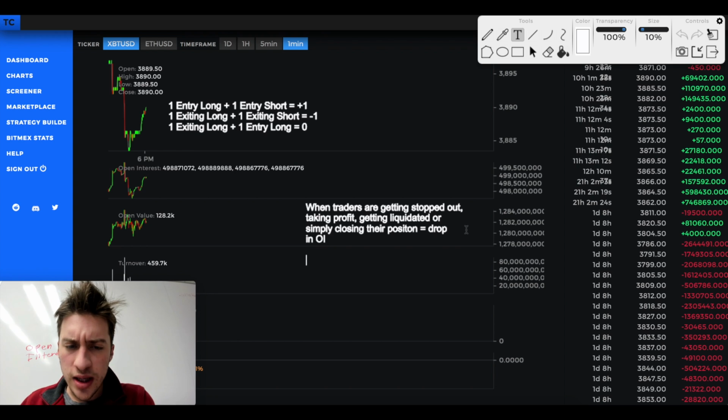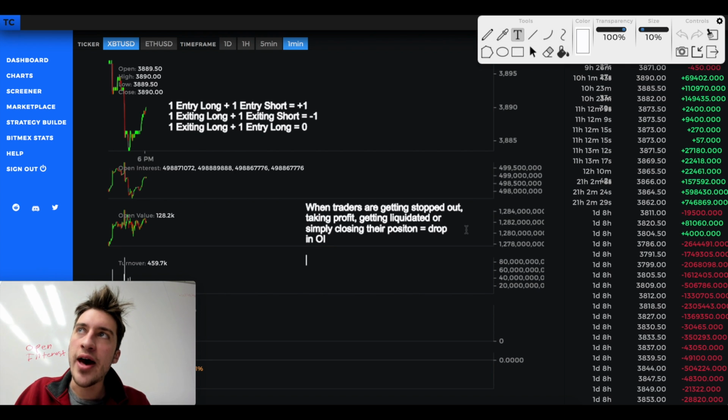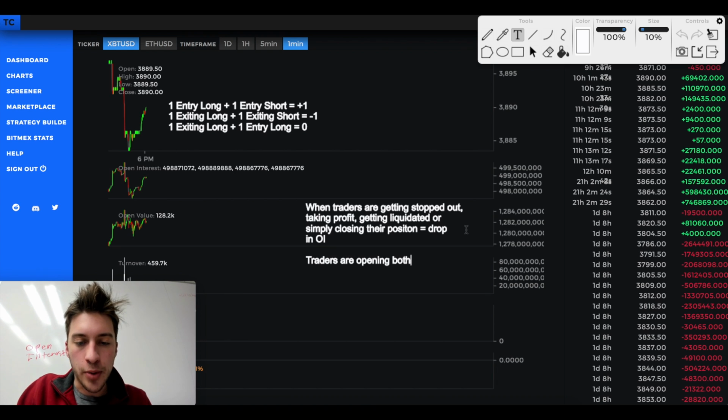Now, how about when we see a rise in OI? What's going on? Well, when we see an increase in OI, that means that traders are opening both, one trader will be opening a long position, or opening long and short positions.